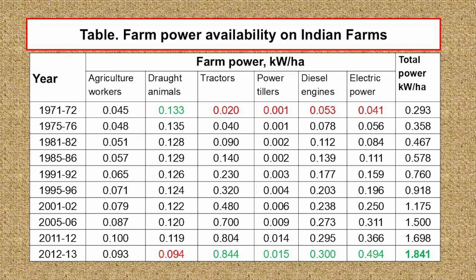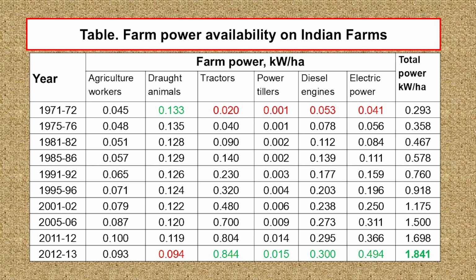As time lapsed, as we moved towards the green revolution, higher production and more productivity, the farm power available in India also increased. As you can see in this picture, by 2012-13 the total farm power available reached 1.841 kilowatt per hectare. So there is a drastic change between 1971-72 and 2012-13. There are changes in the contributions of farm power sources also.